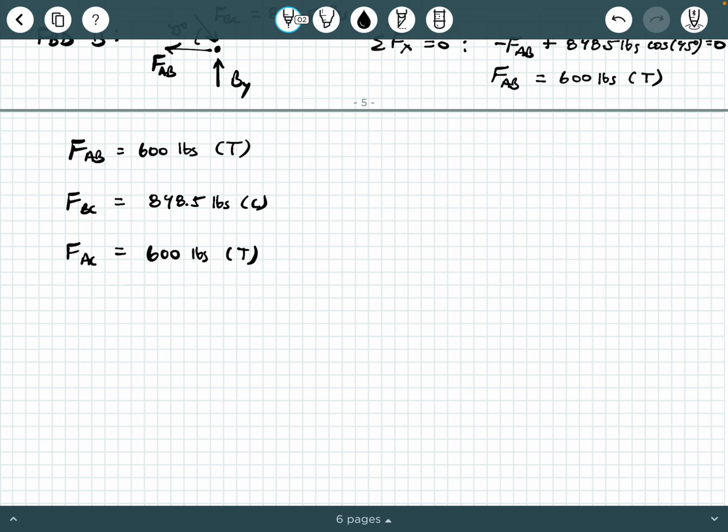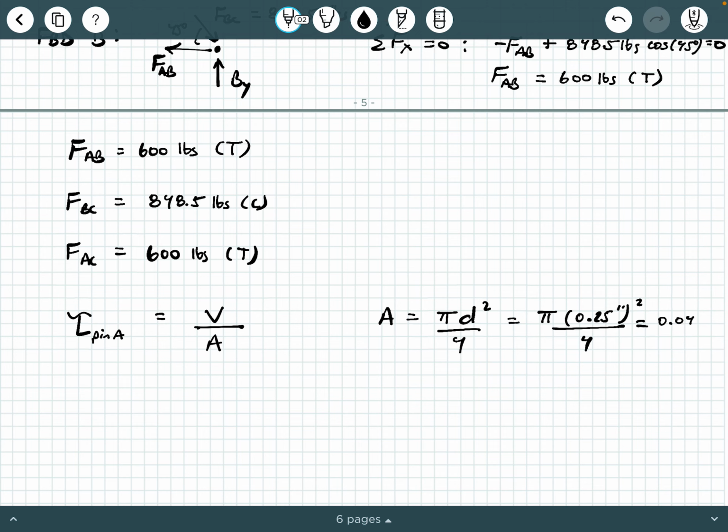Now, the other part of the problem said to compute the shear stress in the pin at A. So for pin A, this is going to be a shear force divided by the cross-section area of the pin. The cross-section area is easy enough: that's pi d squared over 4, so pi times 0.25 inches squared over 4. We easily get that cross-section area as 0.0491 inches squared.